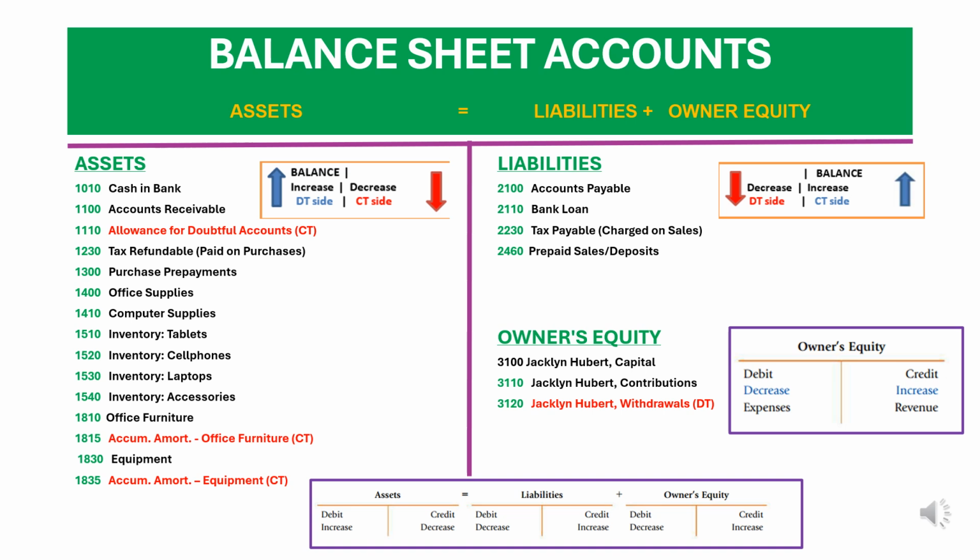Jacqueline Hubert, withdrawals, a contra account to Jacqueline Hubert, capital account. Its natural state is debit, amounts taken by Jacqueline from the business for personal use, reducing equity.